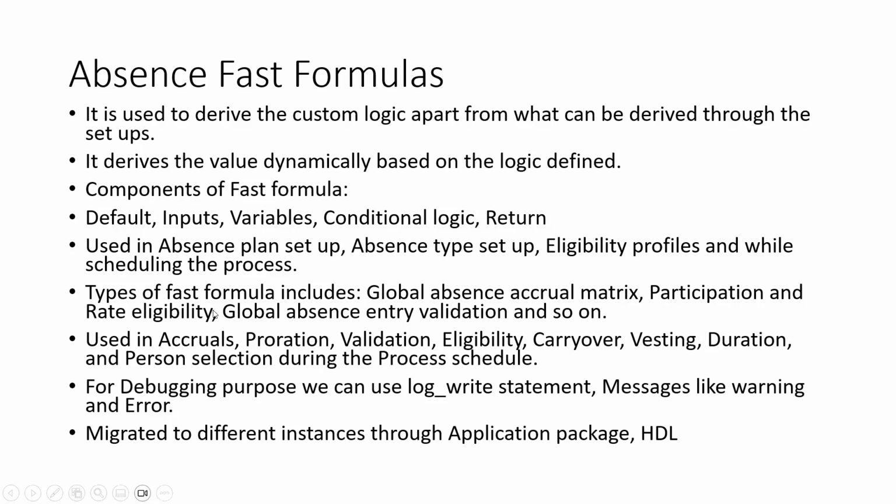But while executing, it doesn't get compiled. Also, while I'm selecting, it doesn't come in the drop down. So it is important that we know what are the types of absence fast formulas that are available, and we define the formula at the specific place so that it is going to be available while choosing under the setup. So we have accrual matrix, eligibility formula, that is participation and rate eligibility. This participation and rate eligibility could be used in talent management, benefits. It is to give a criteria for the eligibility.